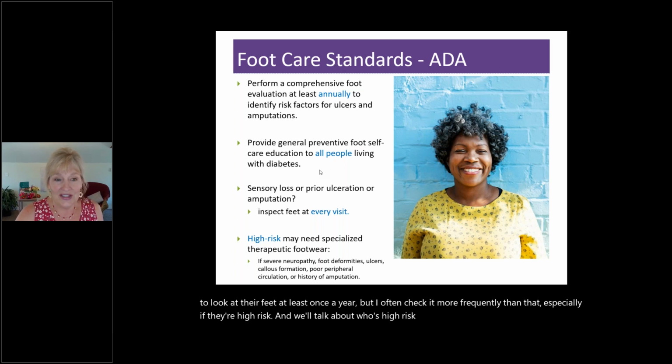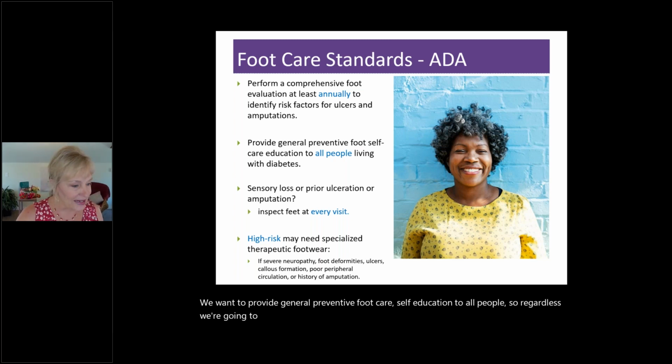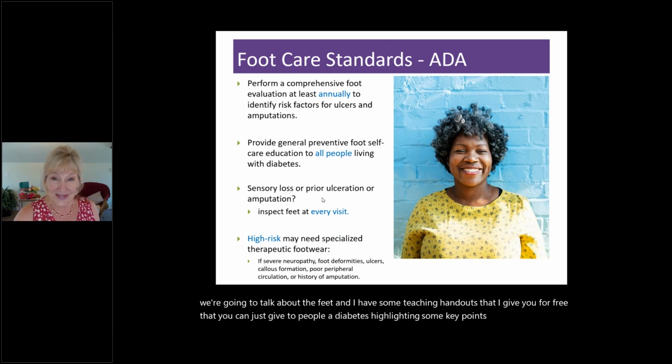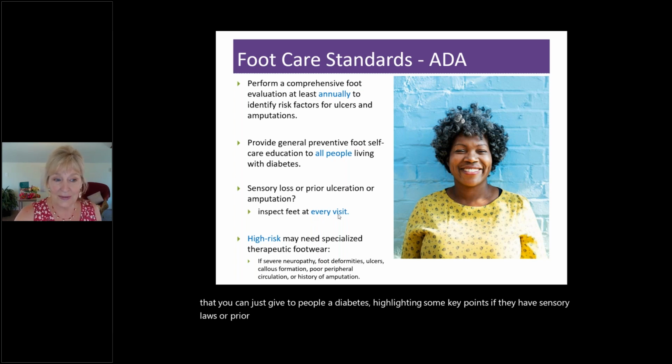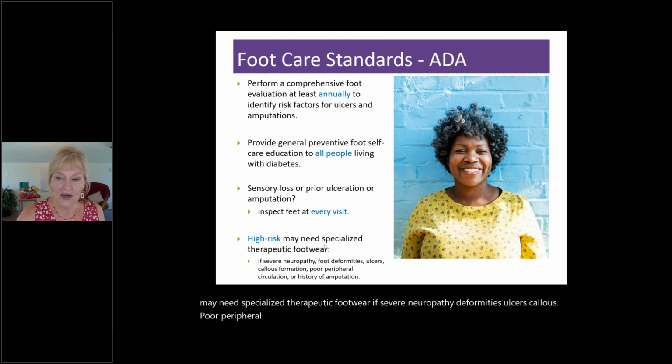We want to provide general preventive foot care self-education to all people. So regardless, we're going to talk about the feet, and I have some teaching handouts that I give you for free that you can just give to people with diabetes, highlighting some key points. If they have sensory loss or prior ulceration or amputation, we are going to inspect their feet at every visit. High risk may need specialized therapeutic footwear, if severe neuropathy, deformities, ulcers, callus, poor peripheral circulation, or history of amputation. So that's, in a nutshell, a risk stratification.